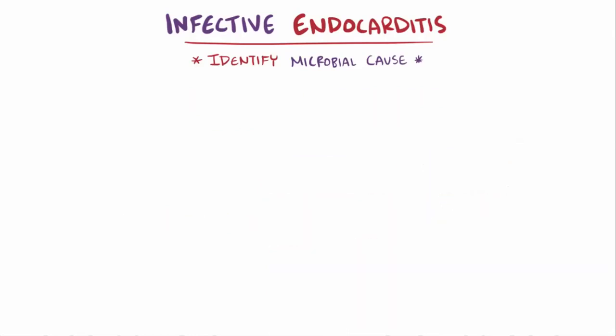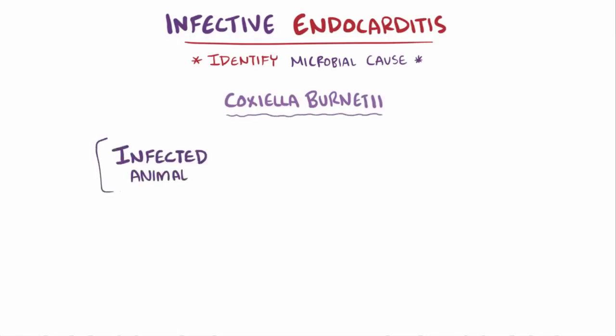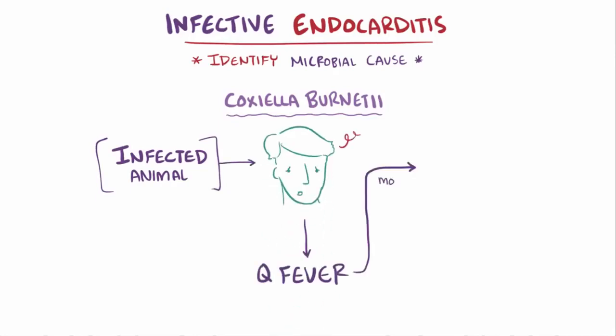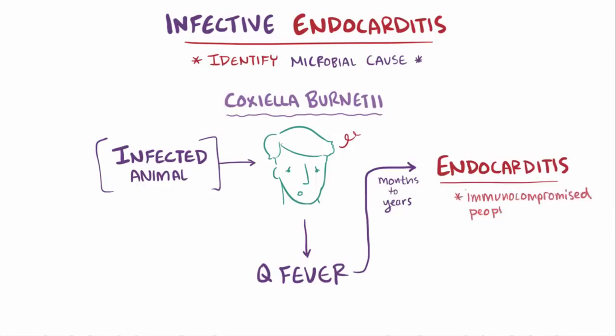An even more unusual bacteria is Coxiella burnettii, which patients typically contract after exposure to infected animals like cows, sheep, and goats. The bacteria initially causes a disease called Q fever, but months or sometimes years after the initial Q fever, they can develop endocarditis. But usually this is in high-risk people, like those that are immunocompromised or pregnant women, as well as those with pre-existing heart valve defects, which makes it tricky to diagnose unless there's a reason to suspect it.